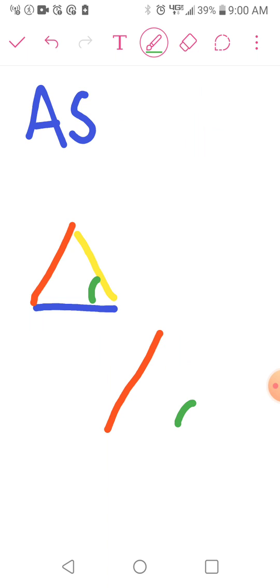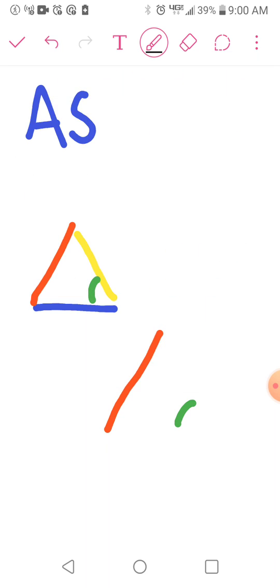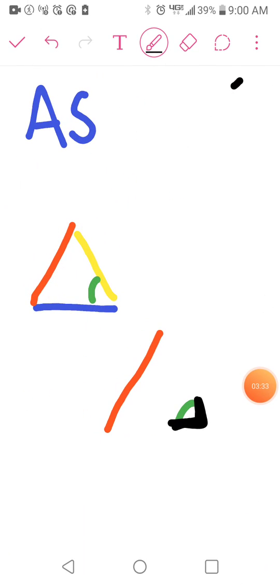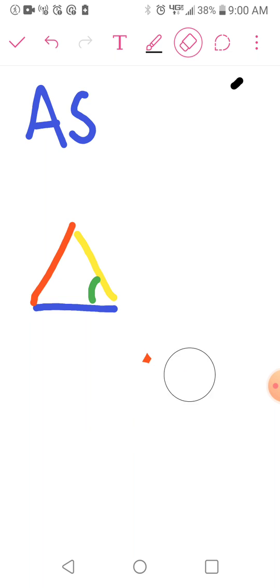Let's see. I'm going to go to black now. We know there's an angle right here that's this measure. In this case, if it's that measure right there, it would have to go back like this. So yes, they are congruent in this case. But in a different case, they might not be. Like this. I'll try again.